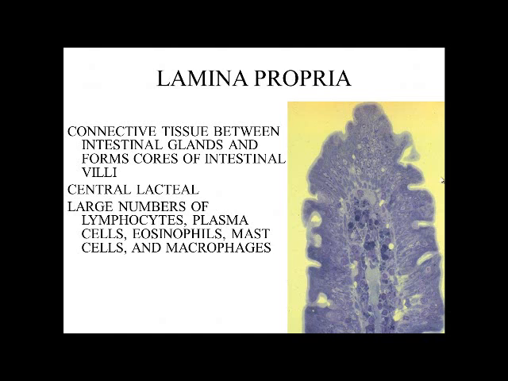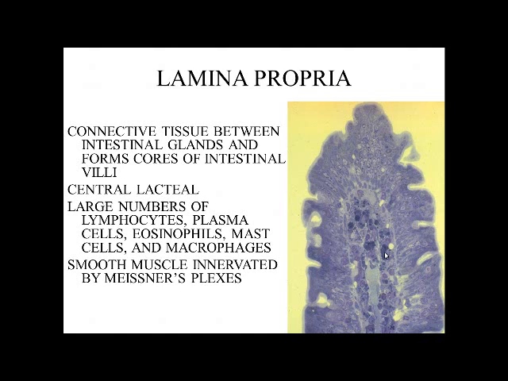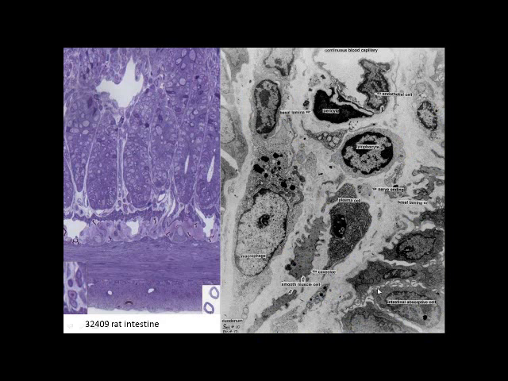There's these macrophage cells that we can see right here. There's also plasma cells, eosinophils, mast cells, and macrophages, as we see. There's also smooth muscle cells that project through here. I don't see any right now, but we'll see some later.